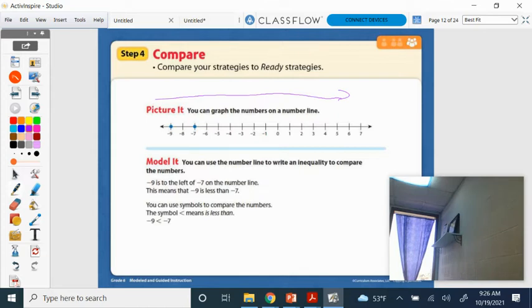Yes, Thomas? I did the symbols. Then you wrote inequalities? Yeah. So we'll get to those in a bit. But yeah, so that's one way to show. Another way to compare numbers is to write an inequality. Do you know why they're called inequality?